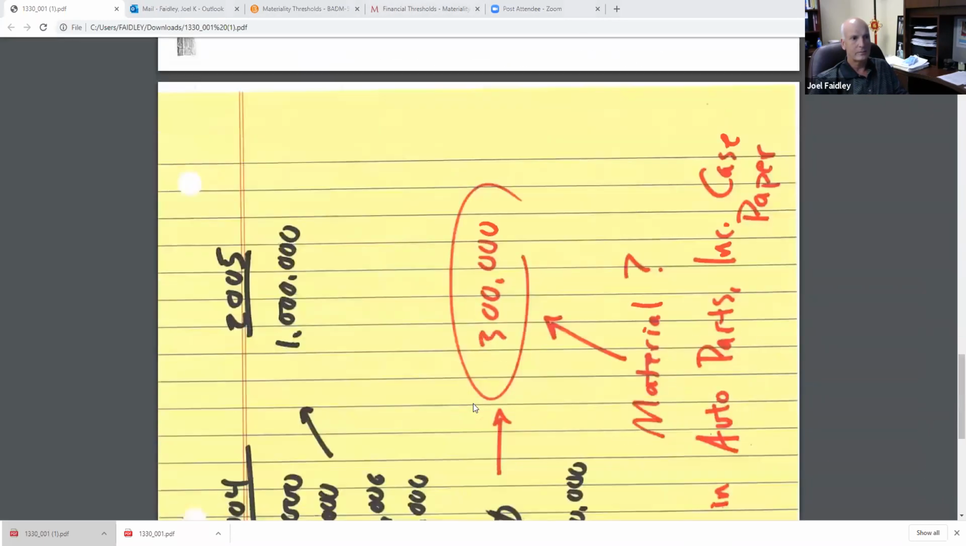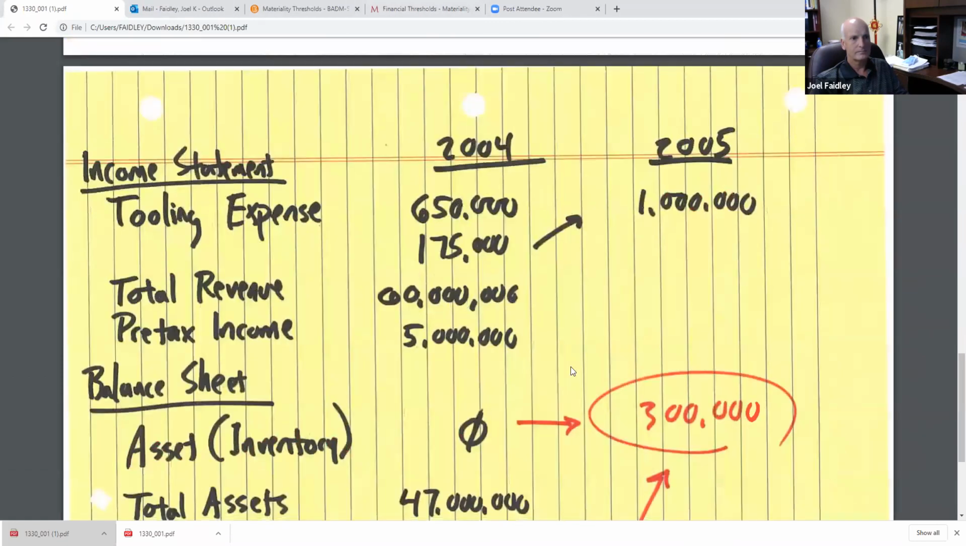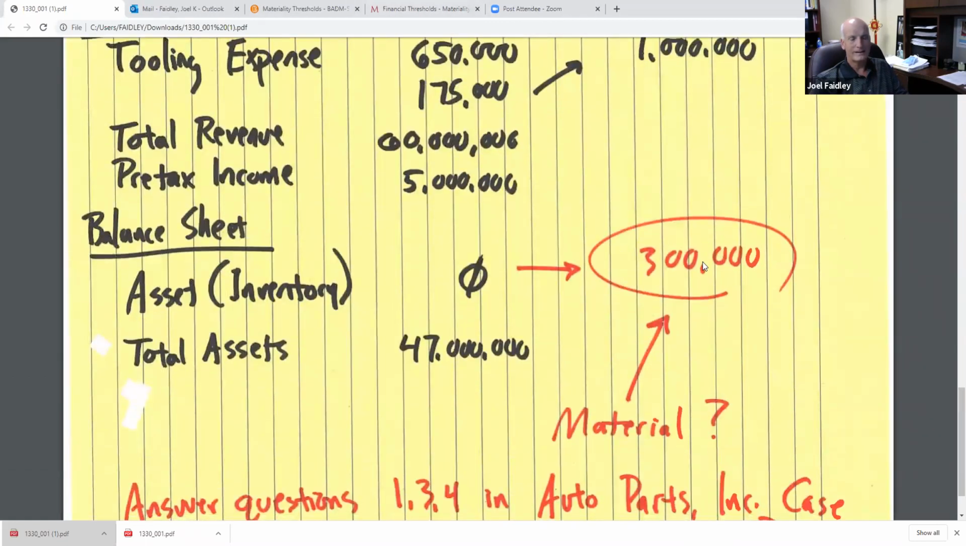Right? What I've got down here at the bottom, that's the number. Is that material? What would you base that on? Is it based on this pre-tax income? Is it based on revenue? Is it based on total assets? Do a little bit of reading on that. You'll find out the answer.